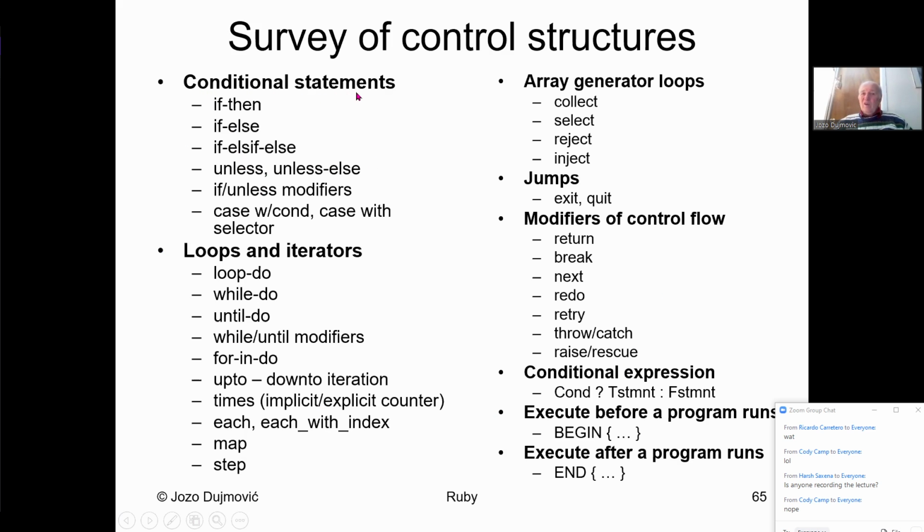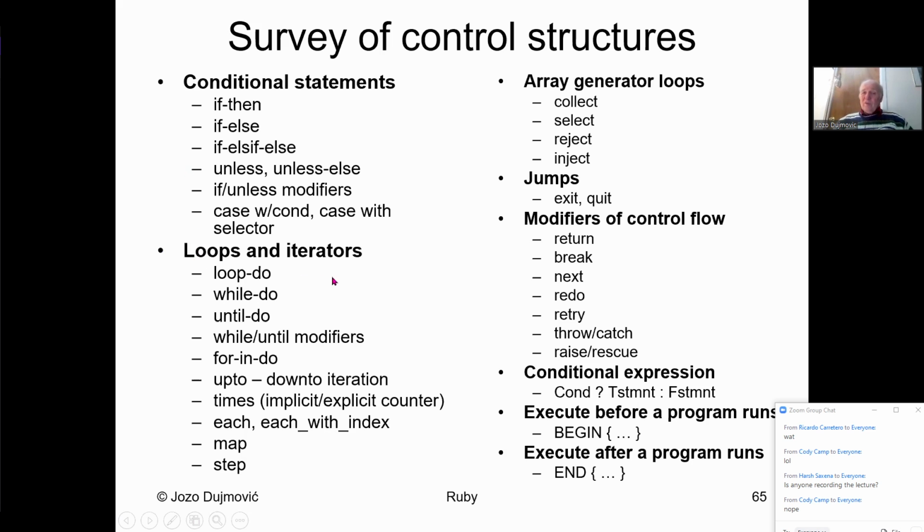You have plenty of conditional statements. So if then, if else, unless else, if and unless modifiers, case with condition, case with selector. So all these various conditional statements are more than what you can find in C, C++, or Java. C is a procedural language, but it has if, then, and nothing else. And then you put inside a switch case. That's all that it has. So switch case is one of these, and if then else is one of these ifs, and these others do not exist. So here you are going to have the luxury of having more of them.